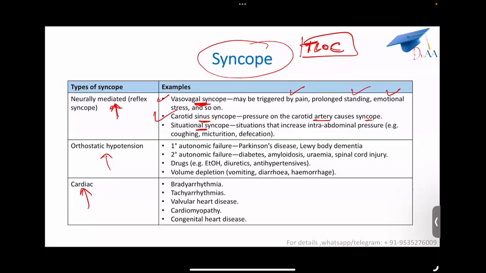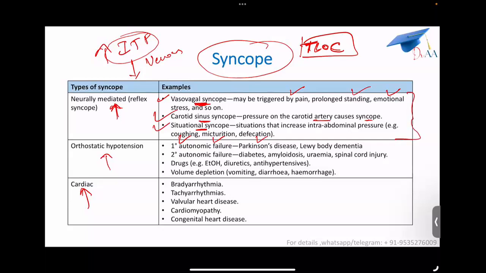This is basically because of an increase in intrathoracic pressure. Increase in intrathoracic pressure will cause decrease in venous return. Decrease in venous return will cause the syncope. Increase in intrathoracic pressure is seen in various situations like micturition or defecation or coughing continuously. That's when you get a situational syncope.